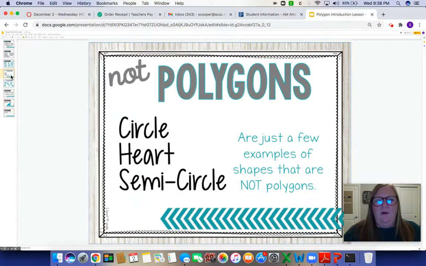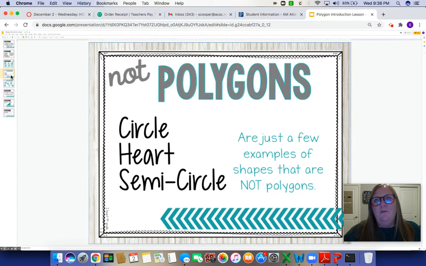Not polygons. So these are just a few examples of shapes that are not polygons. Circles, hearts, and semicircles. And semicircles means part of a circle. I want you to think about why a circle, a heart, and a semicircle would not be a polygon.